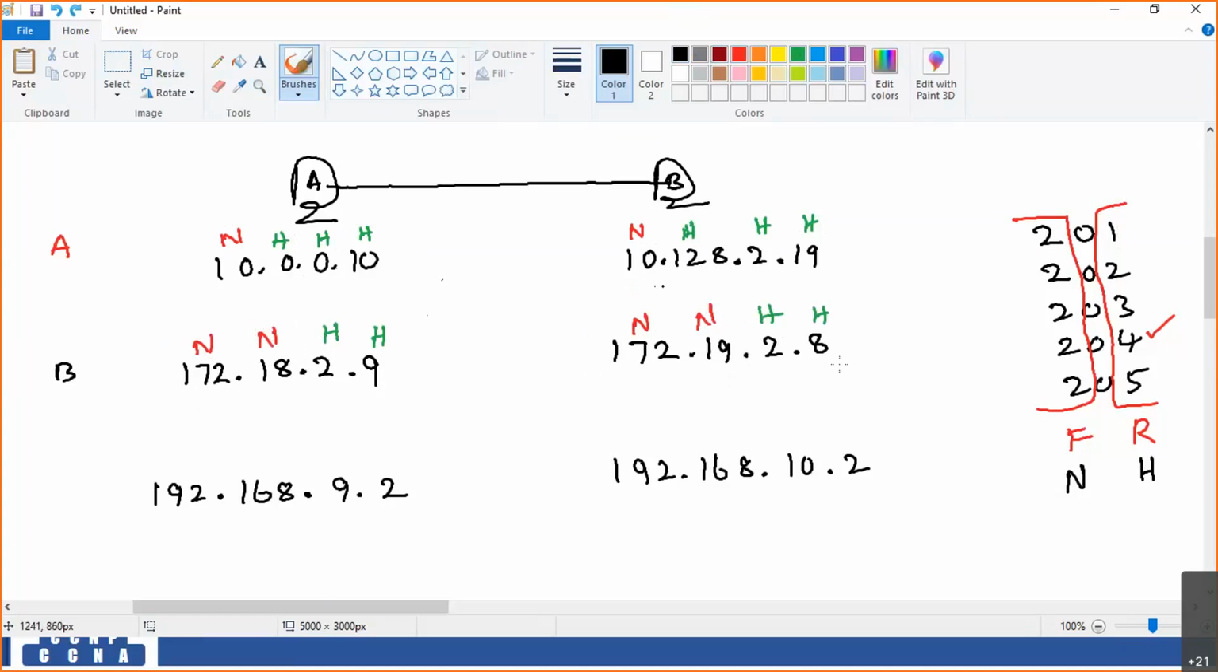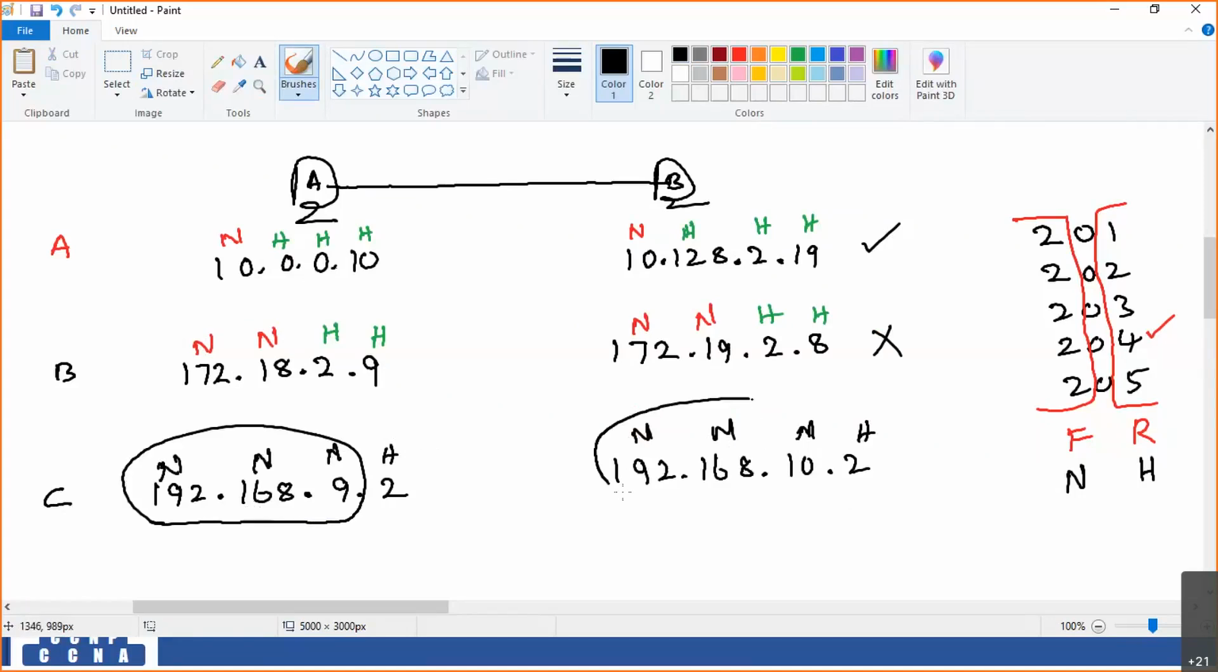So the first case is okay, the second case is no communication. The last example: will they communicate? No, it is a class C. In class C, the first three octets are network portion, and the last is host. Here 192.168.9, and here 192.168.10. It's 9 here, 10 here. Are both in the same or different networks? Different networks. They don't communicate.